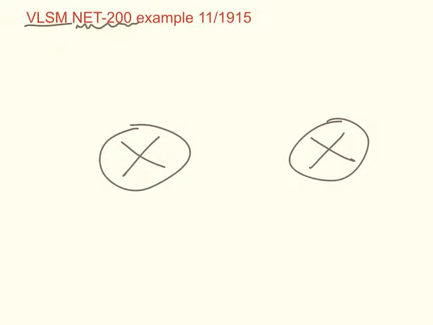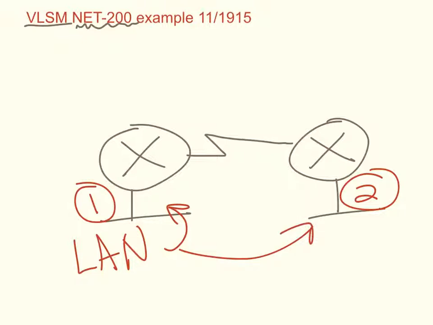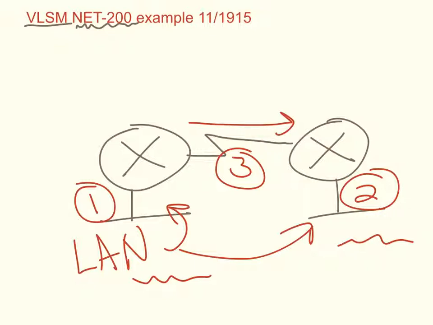So we have two routers, and let's say we have a WAN connection. This router has a network and this router has a network. We have one network here, another network here. They're both LANs, local area networks. So we got one here, and we got one over here. So they're going to have to be on their own subnet. Then we also have a third network that needs to connect the two devices.